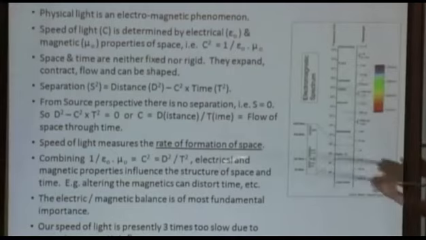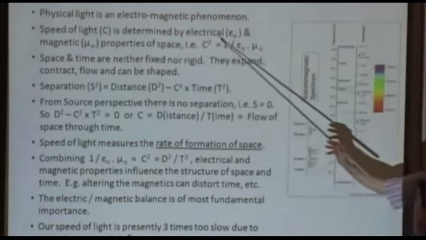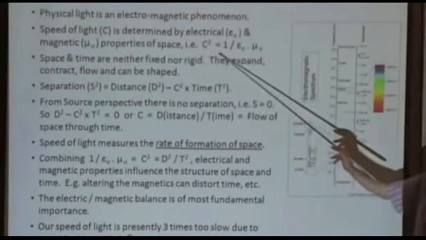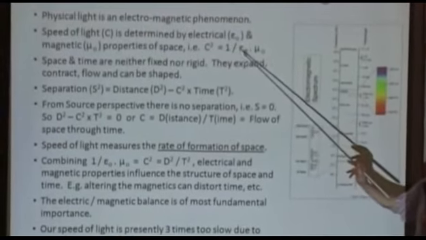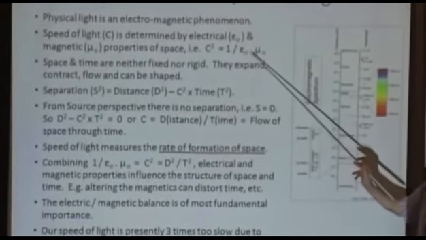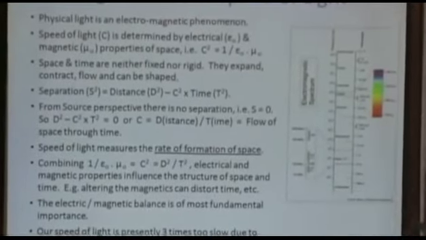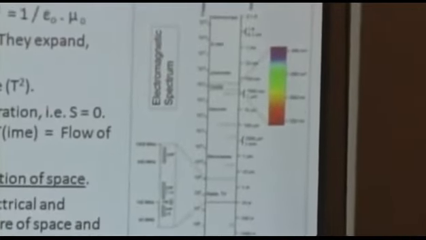Now, the speed of light then is determined by electrical and magnetic properties of space. And there's a very specific relationship between them. The speed of light is determined by the electrical and the magnetic properties of space. Now, if we look at space and time, they are extremely interesting topics in their own right.